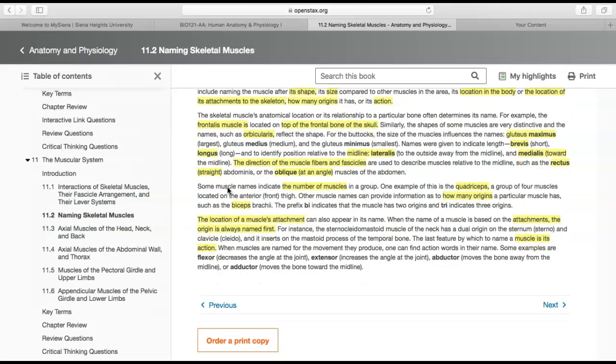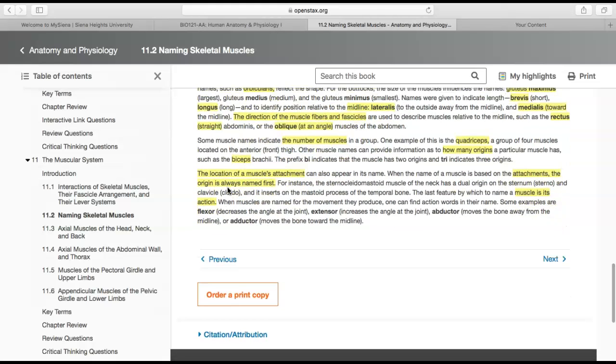The direction of the fascicles and the muscle fibers is also used to describe a muscle relative to the midline, such as rectus, which is straight, as in rectus abdominis, or oblique, at an angle. Some muscle names indicate the number of muscles, and the one we gave before was the quadriceps, which is the group of 4 muscles located in the front of the thigh that helps you extend the knee. Other muscle names can provide information as to how many origins a particular muscle has, such as the biceps brachii, which means 2, right? It has 2, and there's also the triceps, which indicates 3 origins.